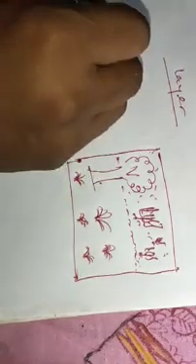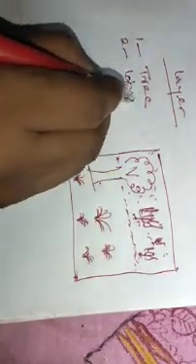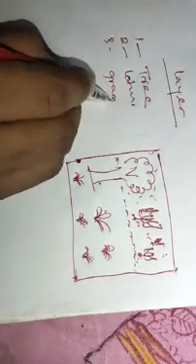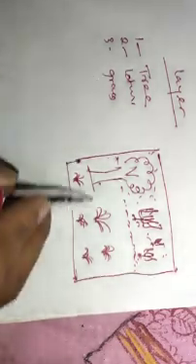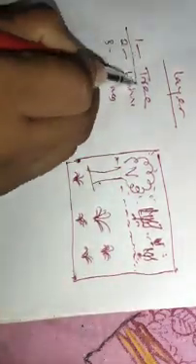So what is the layer? Suppose in layer 1 the tree is there. In layer 2 suppose the lotus is there. In layer 3 suppose the grass is there. So see, every layer has different features.